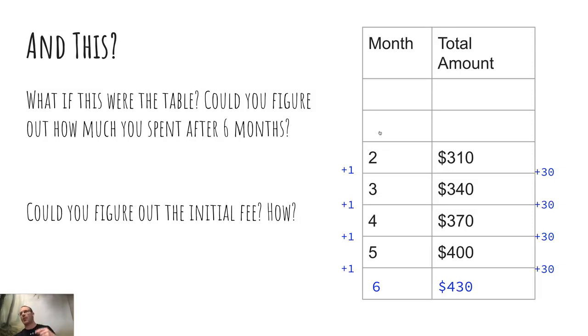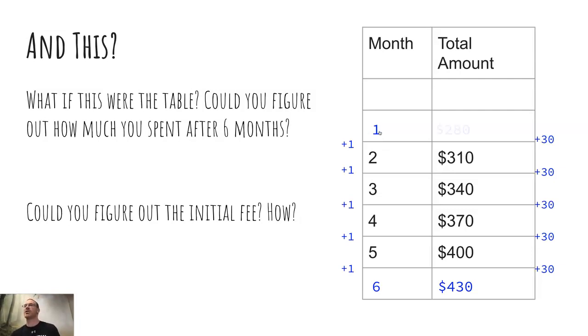Now the challenge is now we have to work backwards. So if we want the initial fee, now I have to say, okay, so what month came before month two? That would have been month one. Well, if I continue the pattern, what did I add 30 to? And so now that we're working backwards, instead of adding 30, we would subtract 30.